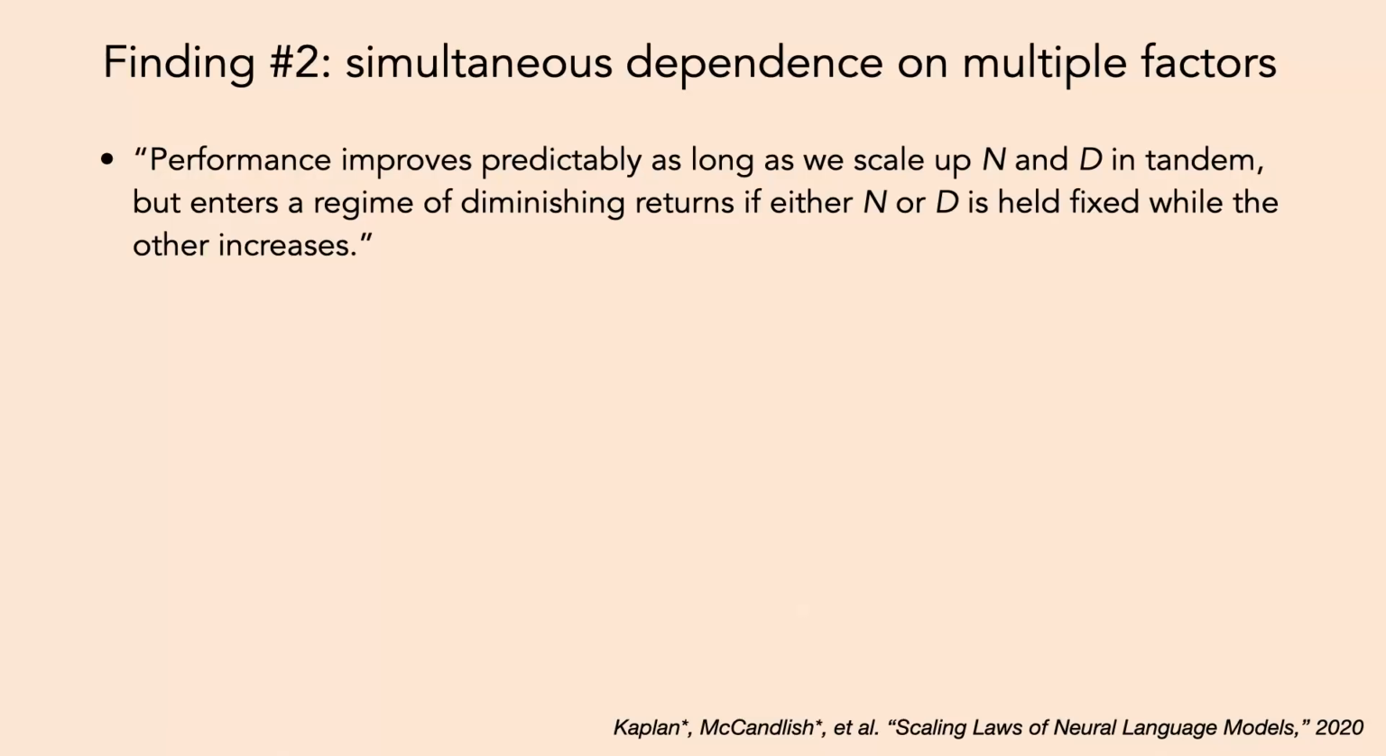Okay. Cool. So finding one is there's a power law relationship between each factor and performance when all other factors are set optimally. Finding number 2 is that you can actually understand the relationship between parameter count, number of flops, and dataset size that will achieve the best performance.